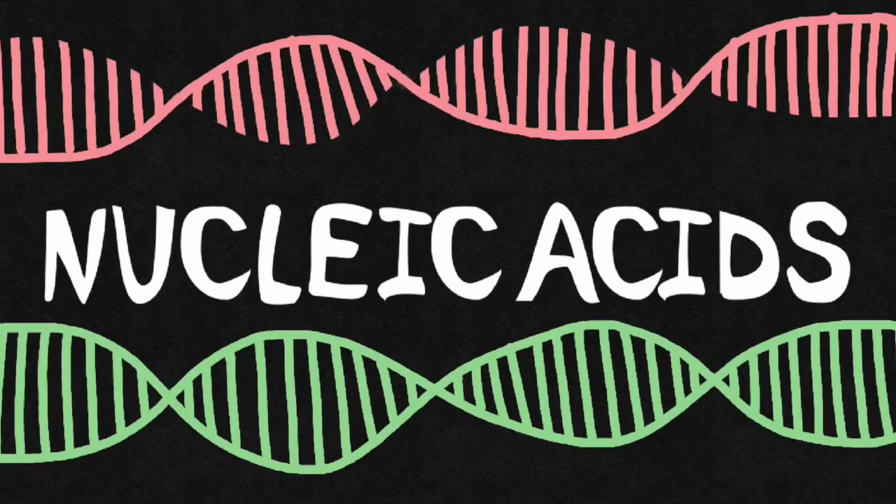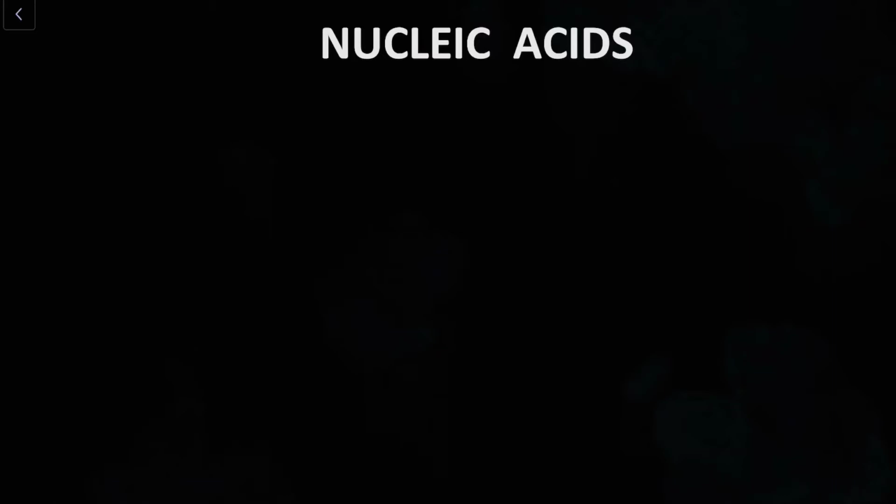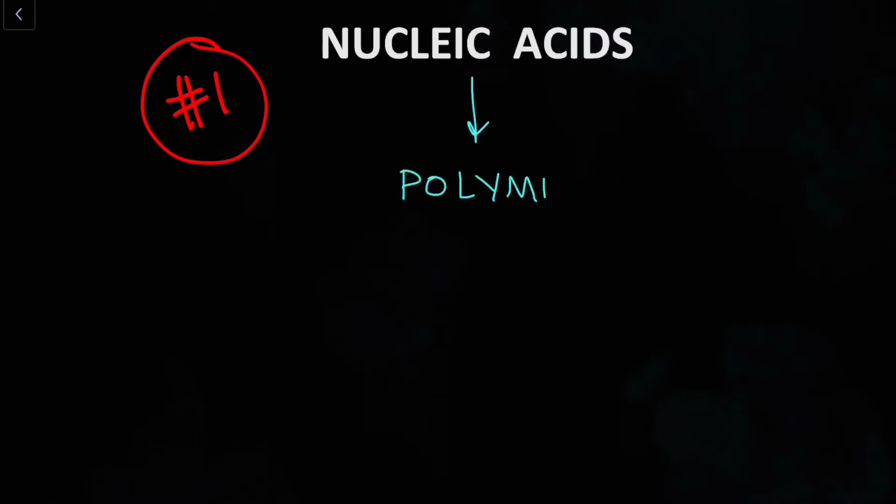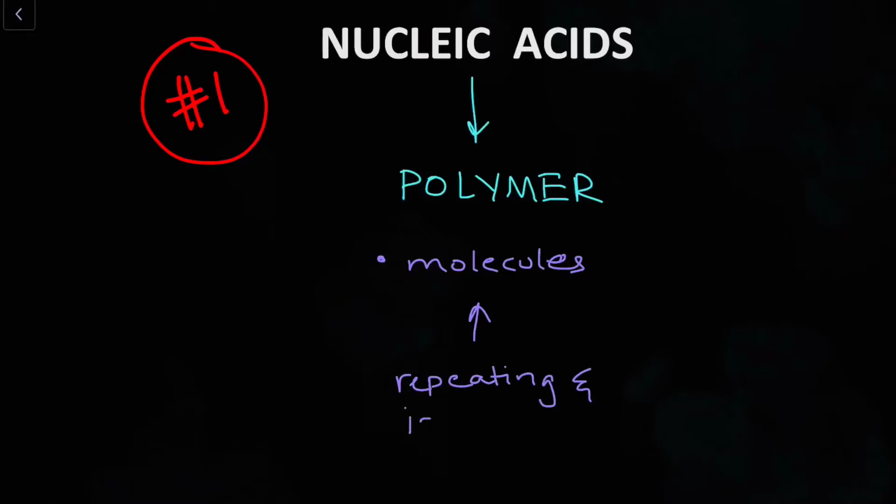Today we're going to be talking about nucleic acids. So let's get started. The first thing that you need to know about nucleic acids is that they are polymers. And if you don't know what a polymer is, it's basically just a molecule that's made up of repeating and identical subunits called monomers.